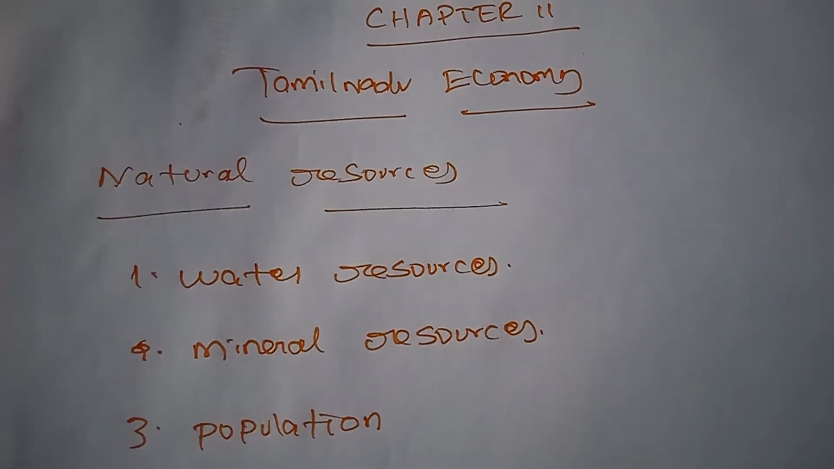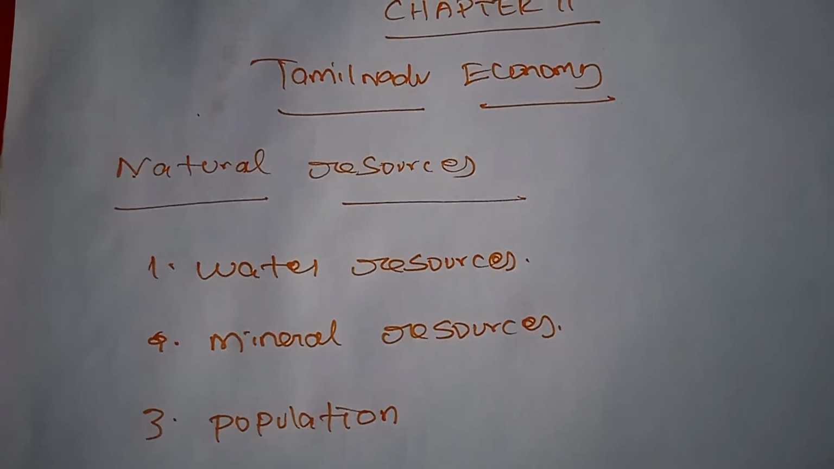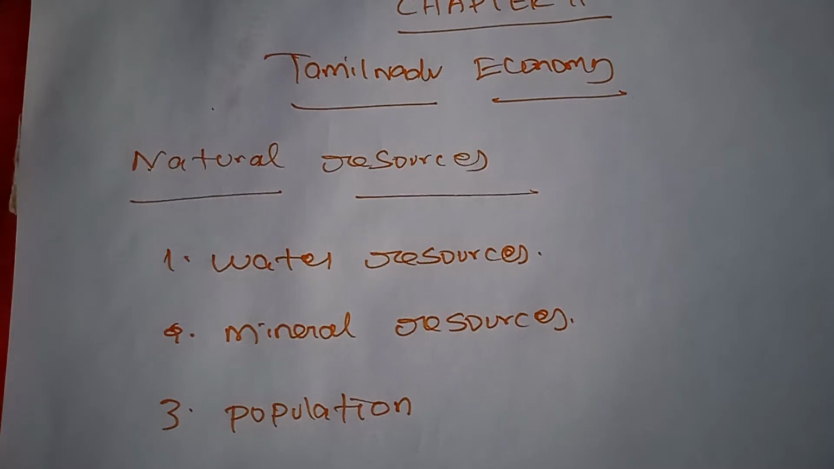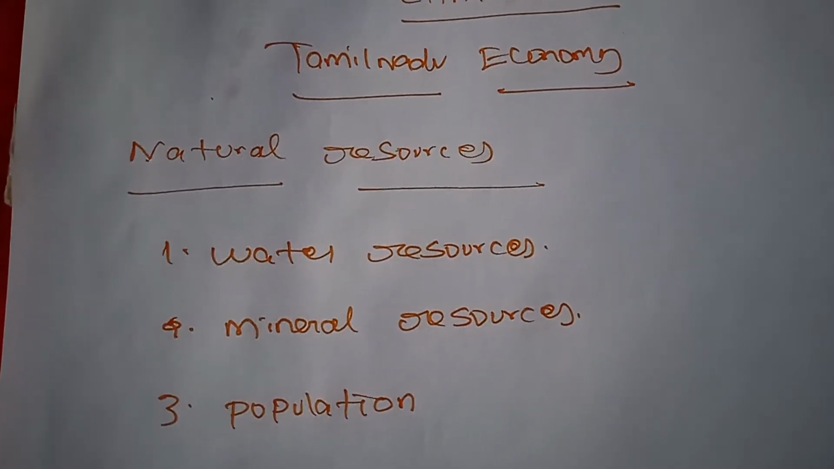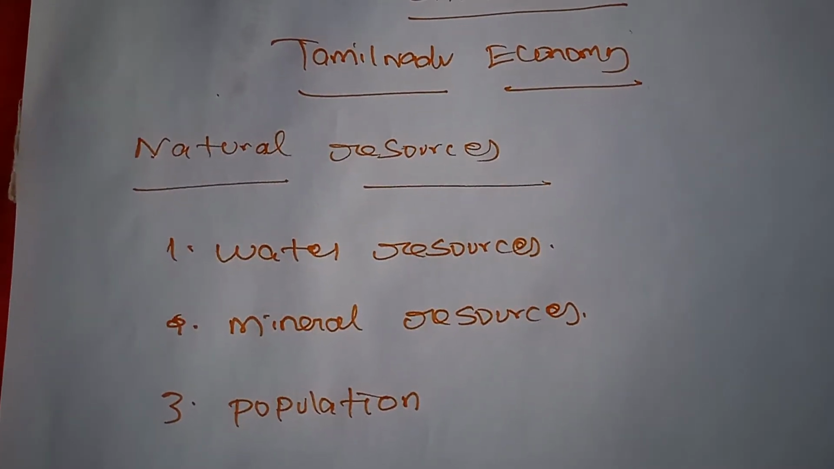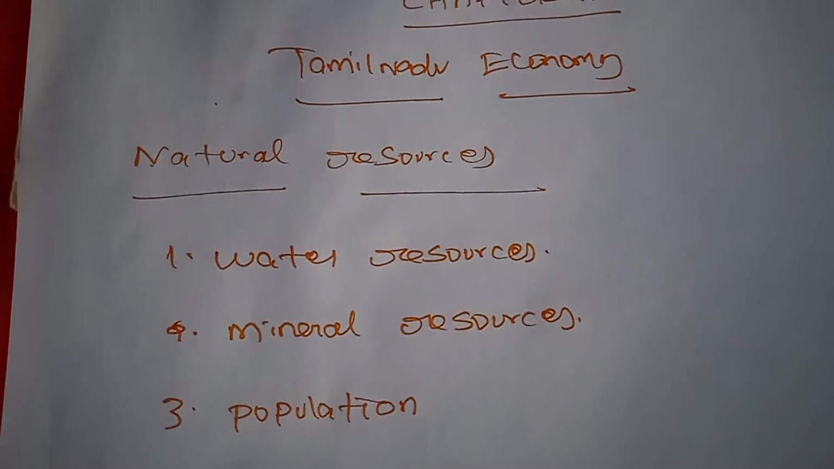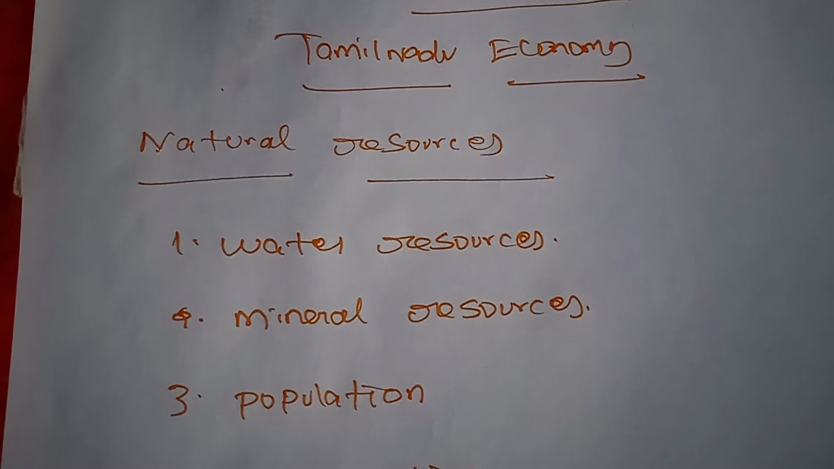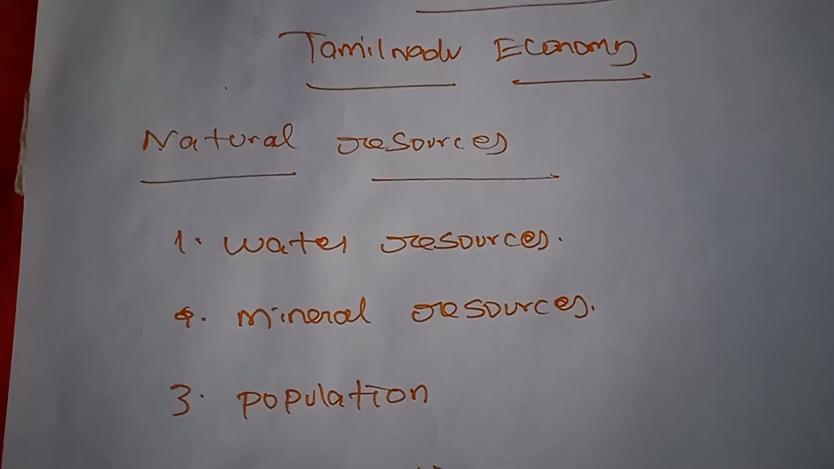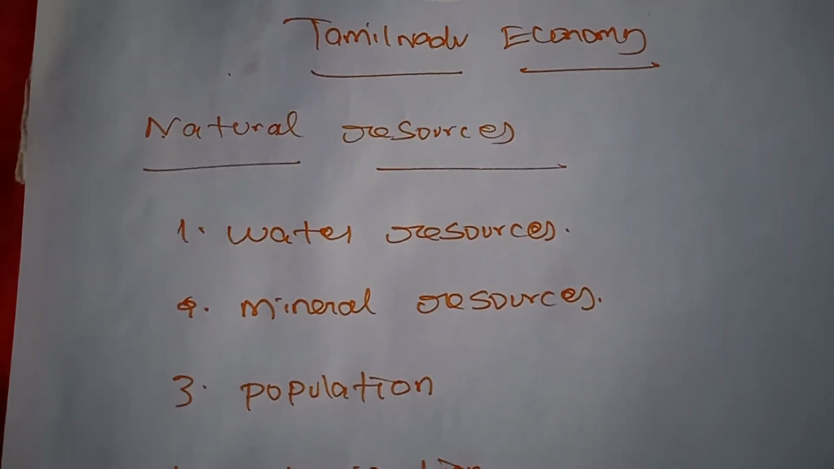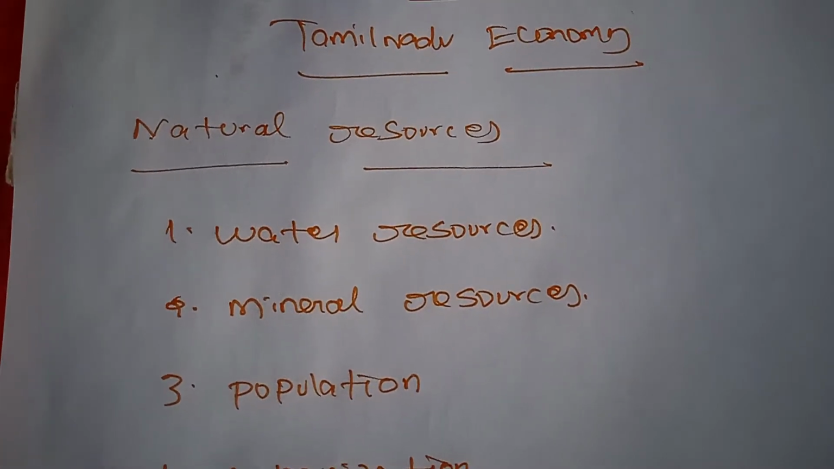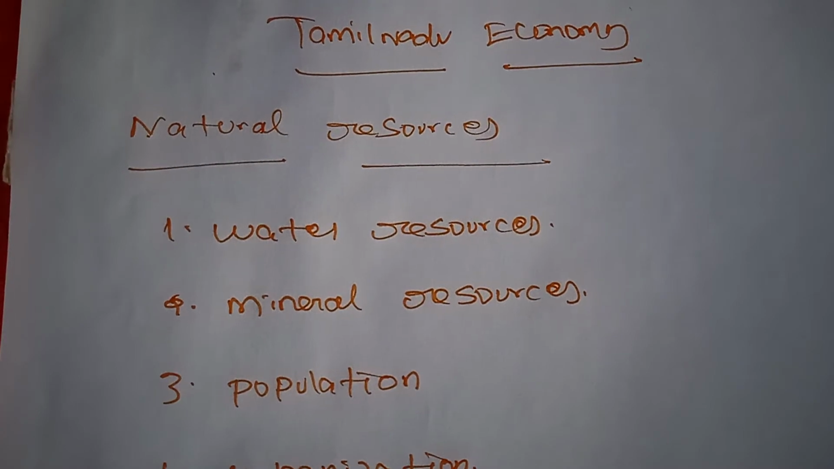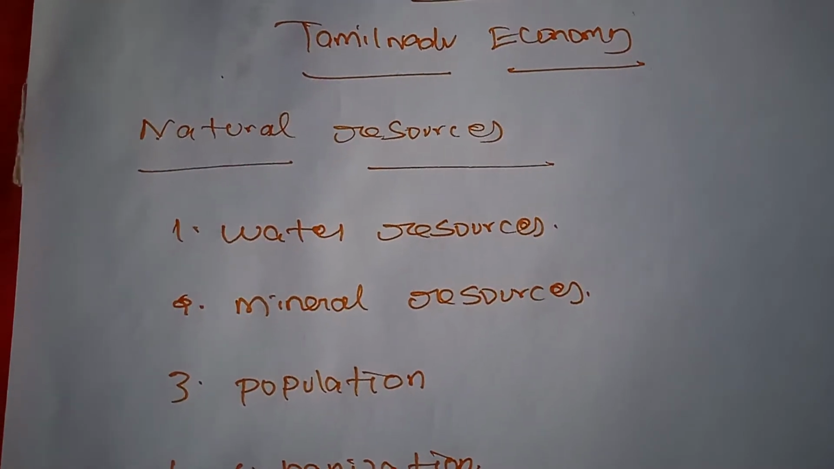Along with the states, the western and southern regions are better off than the other regions. Tamil Nadu is geographically the 11th largest and population-wise the third largest. So if you compare with the other states, Tamil Nadu is geographically the 11th largest, and population-wise Tamil Nadu has the third place.